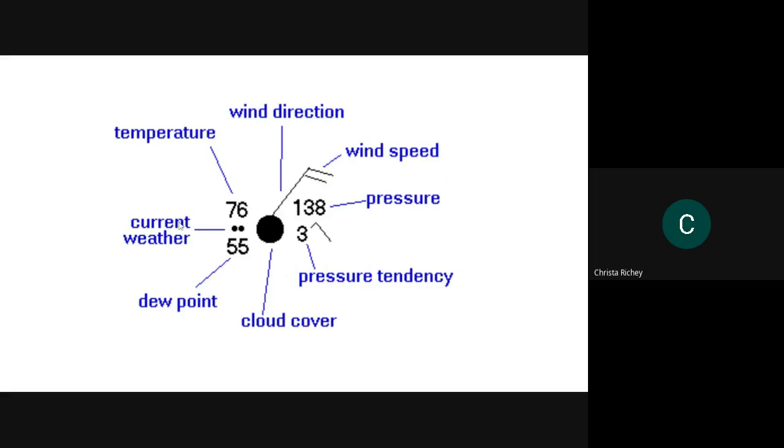The one I did not put up here, and you guys don't have on yours, is if there is a number to the left of this, that is how many miles you can see. That is called visibility. It's just not on this one.